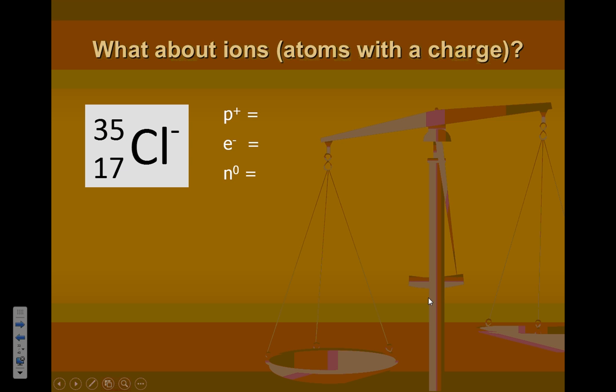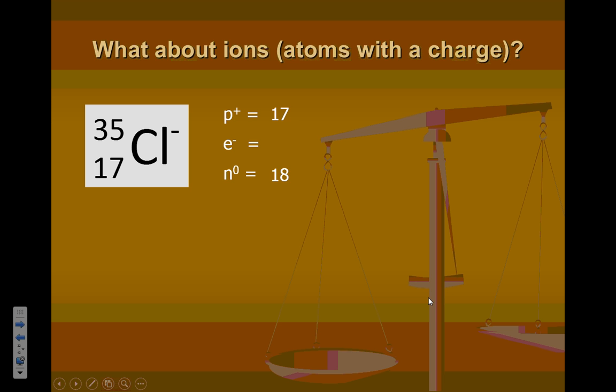So let's say we have chlorine 35, and it's got a -1 charge. Well, what has that changed? Well, it's still atomic number 17, so I know protons are 17. 35 minus 17 is the number of neutrons. Remember, we haven't messed with the neutrons. We haven't messed with the nucleus, so protons and neutrons are absolutely no different. Subtract on the side, we get 18.